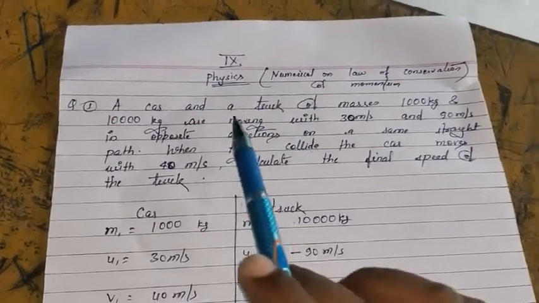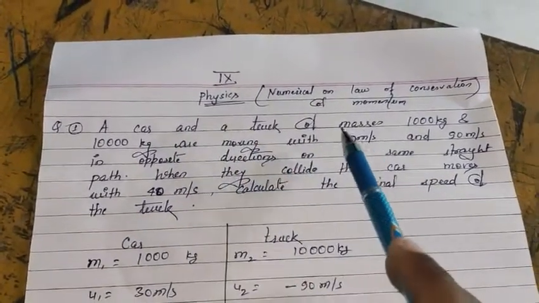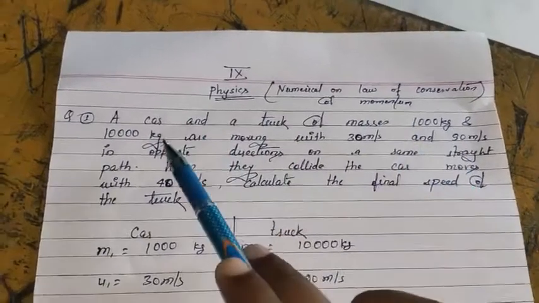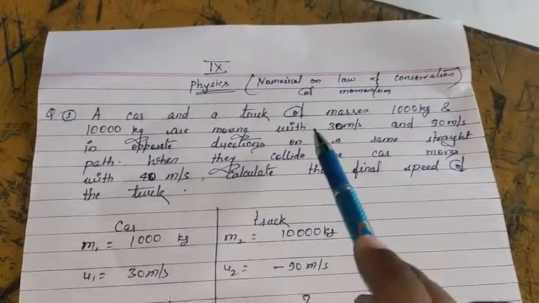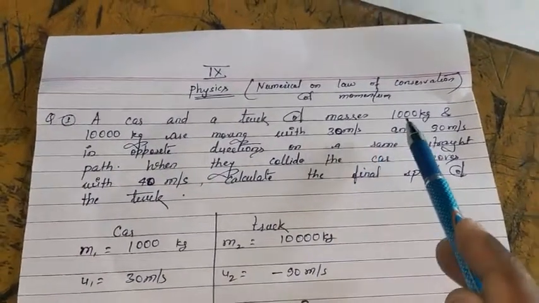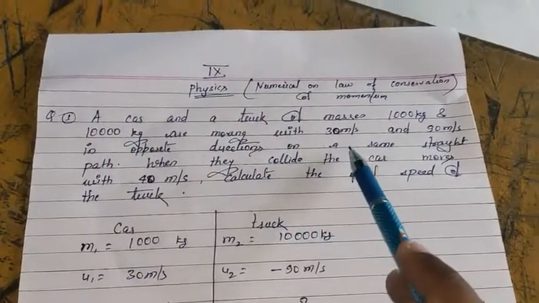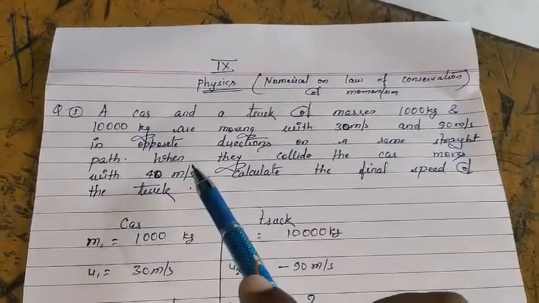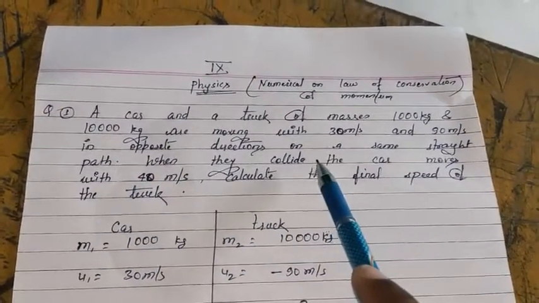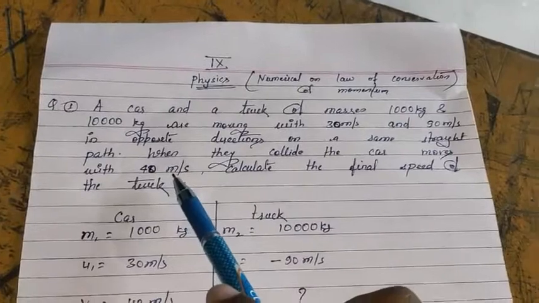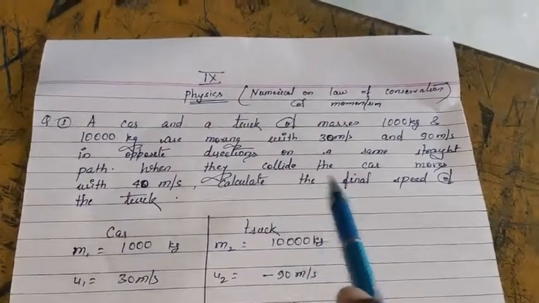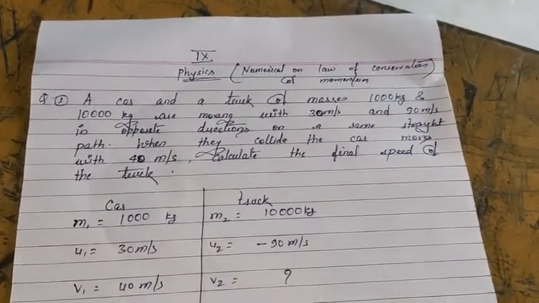The question is, a car and a truck of masses 1000 kg and 10,000 kg are moving with 30 meter per second and 90 meter per second in opposite directions on a same straight path. When they collide, the car moves with 40 meter per second. Calculate the final speed of the truck.